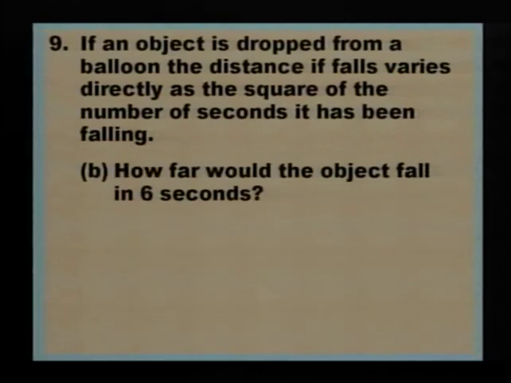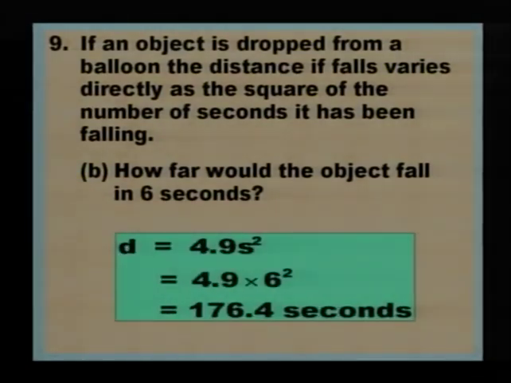Okay, next one. B, how far would the object fall in 6 seconds? 176 meters. Is that to the nearest whole number? Yes. To the nearest whole number, 176 seconds. No. Meters. Did you put seconds? At least I won't feel so bad because I put the wrong units. Okay, it should be 176.4 meters. It's distance, not time.